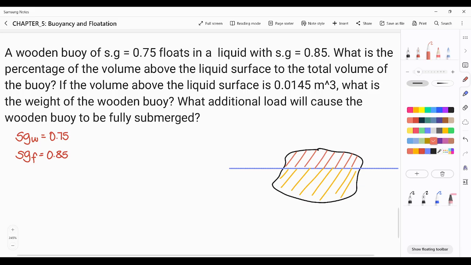So, pangalanan natin sila. Yung volume na nasa taas ng surface natin of the liquid, let's just say volume A na lang, volume above. Tapos itong nasa baba, volume submerged. Tapos, kailangan natin yung percentage of the volume above the liquid surface to the total volume of the buoy. So, kailangan natin ng total volume.